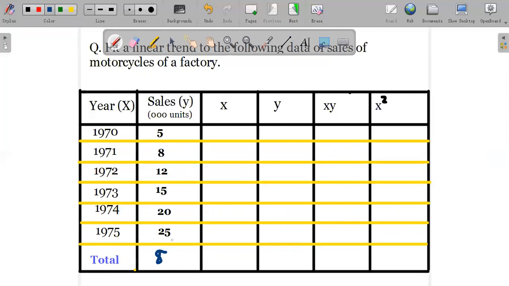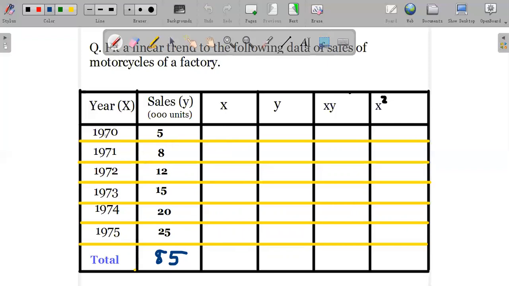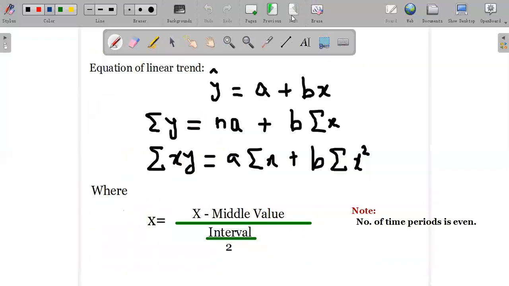Okay, the sum is 85. And what will we do for this x? We have the formula x is equal to capital X minus the middle value, then over interval over 2. So here X is 1970, and what about the middle value? How can we calculate it?